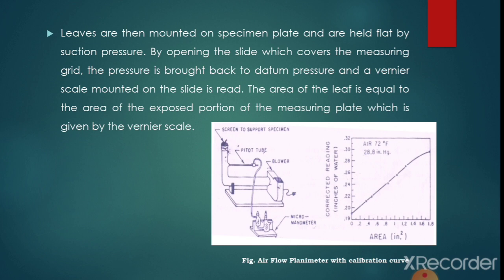In this image, an airflow planimeter is shown. It consists of two identical plates. One plate is the specimen plate, one plate is the measuring plate. Both the plates have 100 holes per square centimeter, and these plates are mounted on an airtight drum which is connected to a constant speed rotary pump. In this way, we measure the surface area of leaf by the graphical method and by the airflow planimeter method.